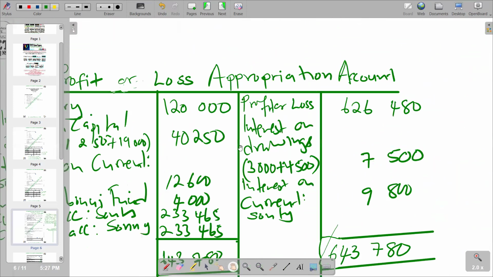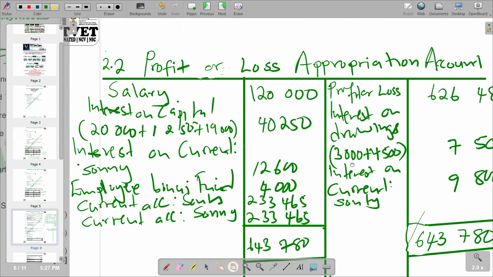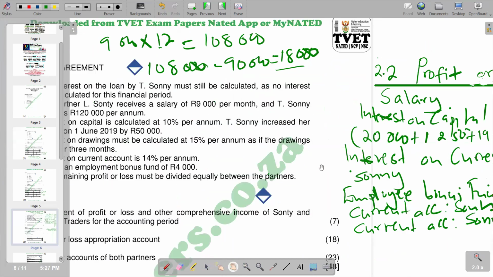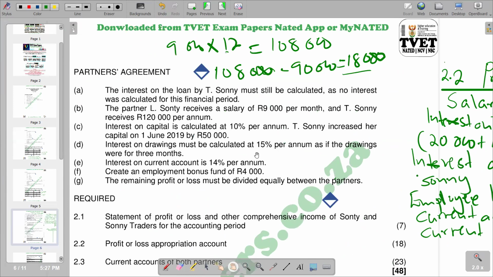We go to what is on the credit side. This is the figure that was taken from the profit and loss and other comprehensive income. We leave it. Then we've got interest on drawings. We see that we've got two interest on drawings there. We only want for Sonty, so we go to the partnership agreement and see how we calculated that one. Interest on drawings was calculated at 15% per annum, as if the drawings were for 3 months. 15%, then we say 3 over 12, because they are saying for 3 months.